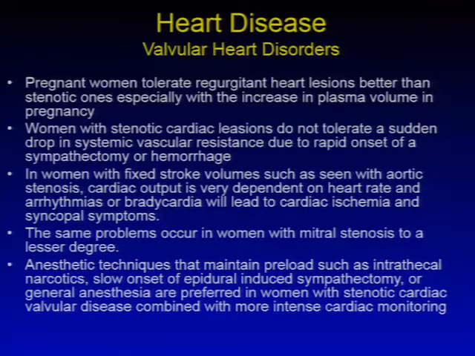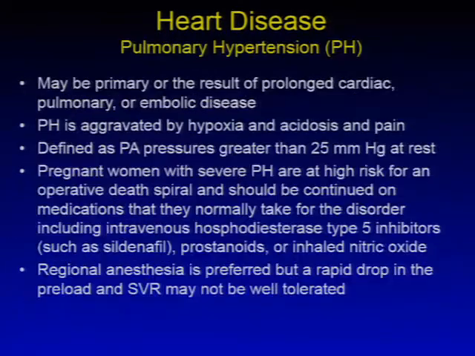valvular disease. And these women may require much more intense cardiac monitoring, such as transesophageal echocardiography, as well as arterial line placement. Pulmonary hypertension can be the result of prolonged cardiac, pulmonary, or embolic disease. Pulmonary hypertension is aggravated by hypoxia and acidosis and pain, and is defined in pregnant women as pulmonary artery pressures greater than 25 millimeters of mercury at rest.